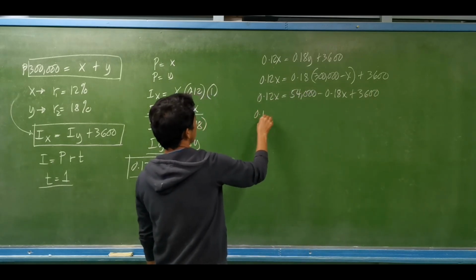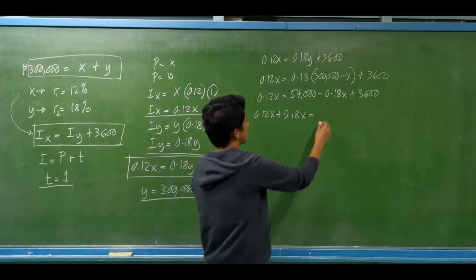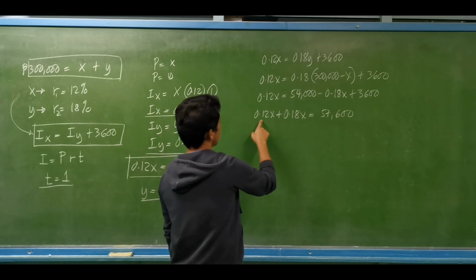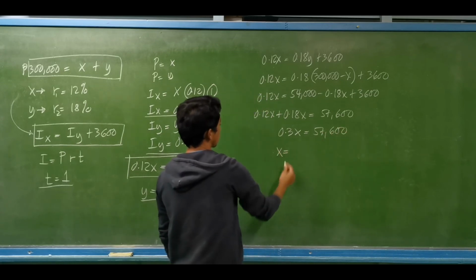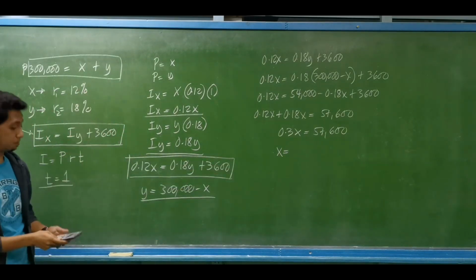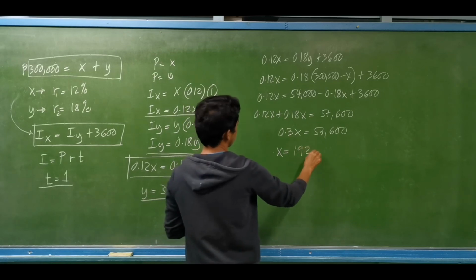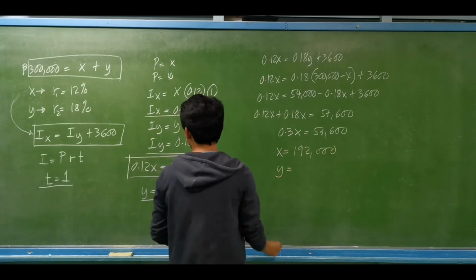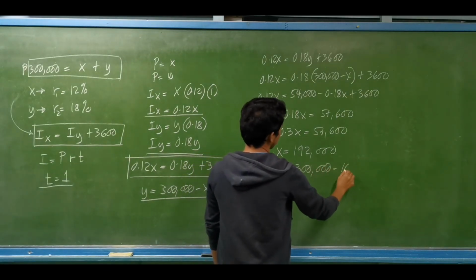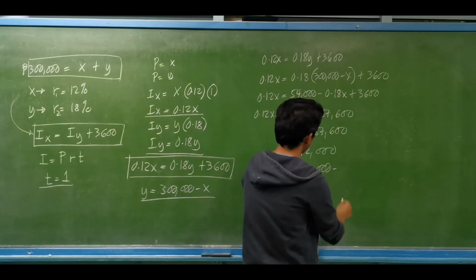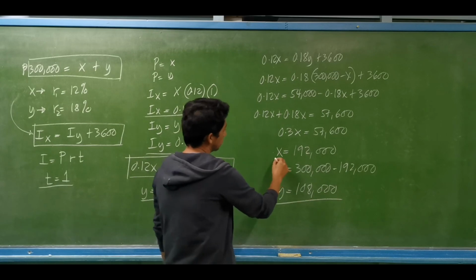So this is now 0.12 of X plus 0.18 of X is equal to 54,000 plus 3,600, which is 57,600. So 0.12 plus 0.18 is 0.3 of X, equal to 57,600. Let's have the value of X, the amount of money invested at 12%: 57,600 divided by 0.3 is 192,000. Then the value of Y is 300,000 minus the value of X, 300,000 minus 192,000, which is 108,000.